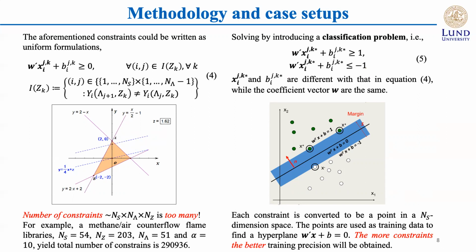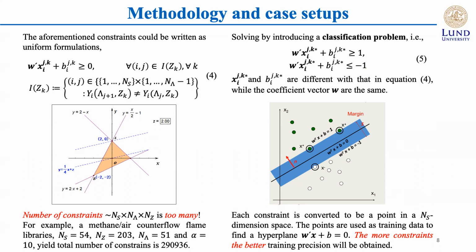Now we locate all of the coefficients into an n_s-dimensional space. Each constraint corresponds to a point, denoted as green or white in the right-hand side figure. Finding a good weight coefficient W means that we can find a hyperplane, which is a plane in 3D and a line in 2D, which can separate the blue and white points.